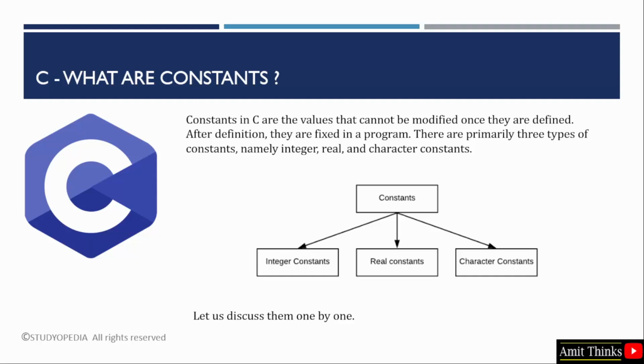In C programming, constants are fixed values that do not change during the execution of a program. So these values cannot be modified once they are defined. They are also known as literals. Constants can be of various types such as integer, real, character and others. So let us understand these types of constants with examples.